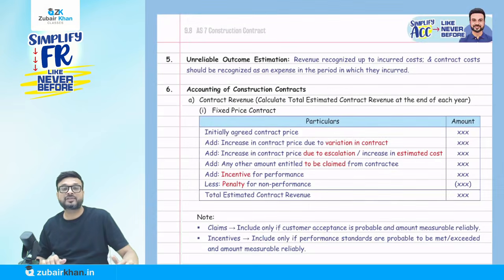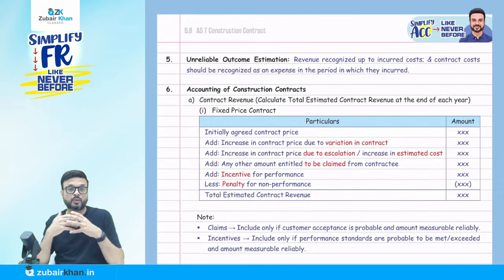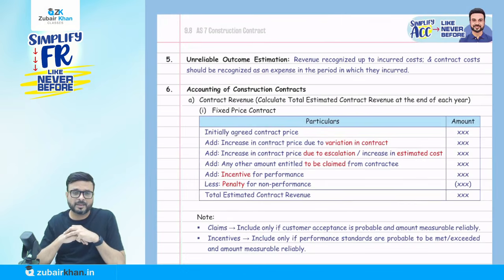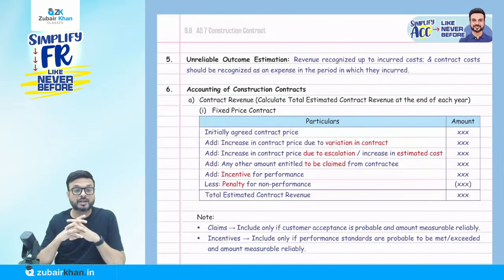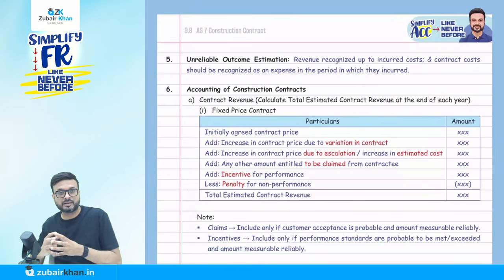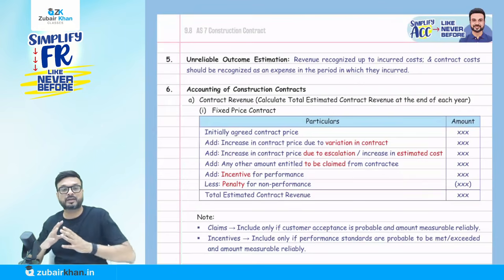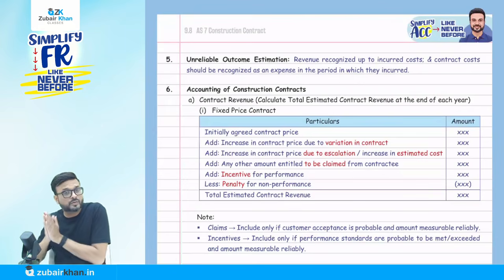Now, suppose I cannot make a reliable outcome estimation, what does it mean? I cannot make a reliable estimate of how much revenue, or economic benefit, will flow to me. If any of these conditions is not satisfied, they might ask you in the examination that the contractor cannot make a reliable estimate. In that case, they say whatever cost we have incurred, that much only revenue should be recognized in the profit and loss account in the books of the contractor.